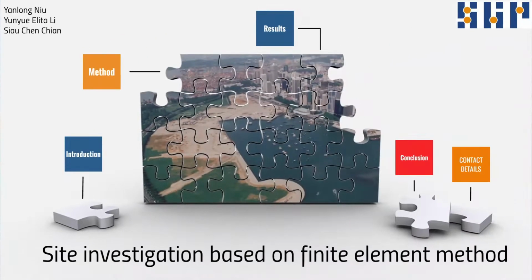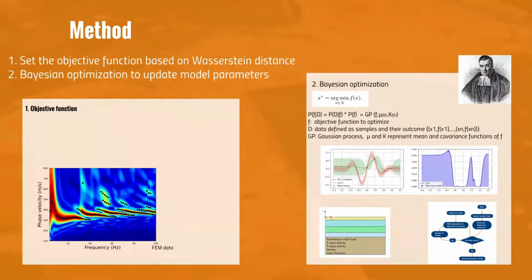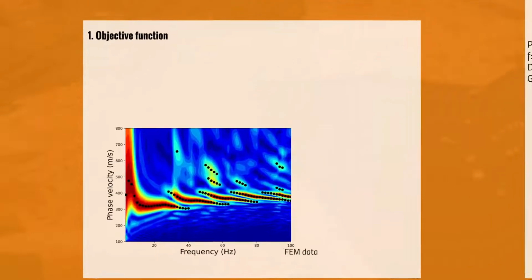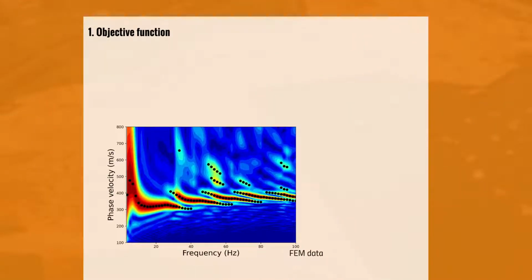Now let's move to the method section. After obtaining the theoretical dispersion spectrum, we compare its similarity to the field observation following the consistent distance criteria. We then update the model parameters using Bayesian optimization to minimize the divergence of the two spectra. We propose a new way of using the consistent distance as the objective function to measure the difference between the finite element theoretical dispersion spectrum and field observation.